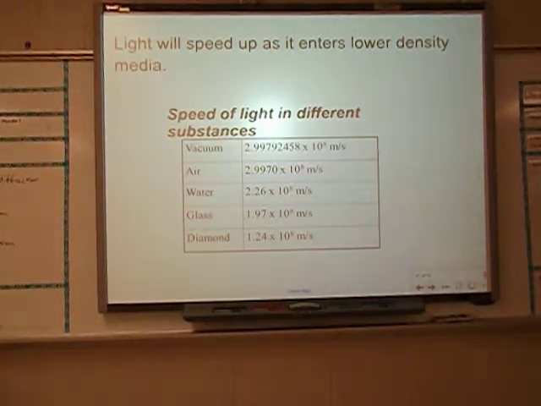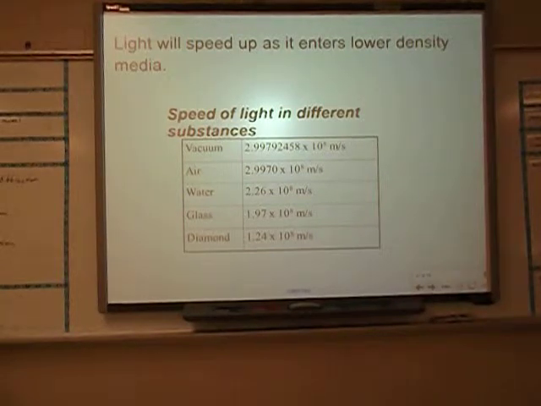So again, there's this kind of misconception that the speed of light is constant. The speed of light is constant as long as the medium is the same. So the speed of light in a vacuum is always 2.9979248 times 10 to the 8th meters per second. But as you go from one medium to another, it will speed up or slow down.